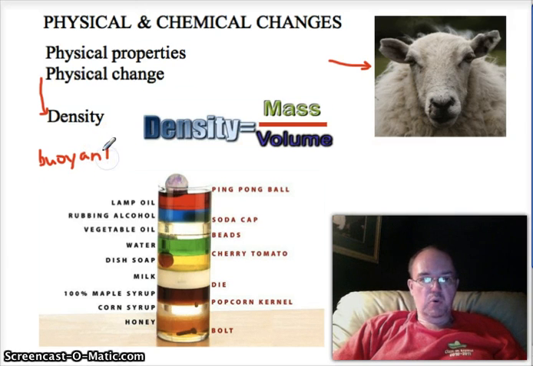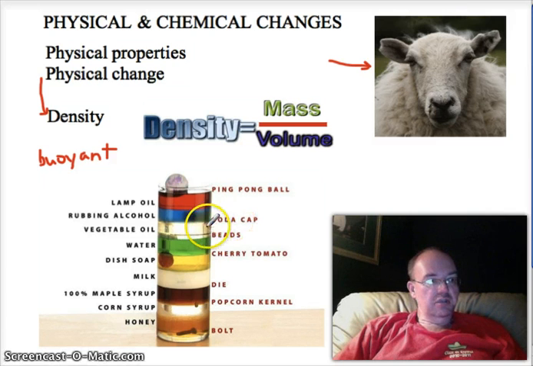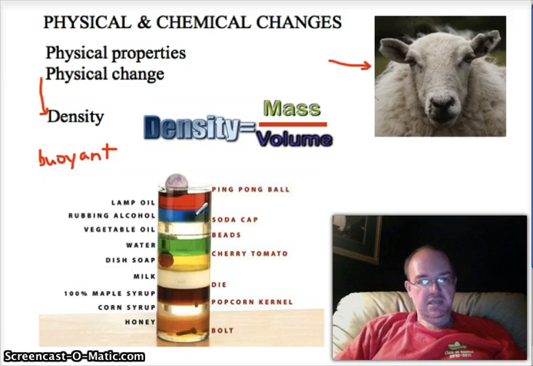Buoyancy, or how buoyant something is. Something that is more buoyant would float, and something that is less buoyant would not. So here, a less dense substance like a ping pong ball is less dense than lamp oil, which is less dense than rubbing alcohol. I'm sure they put dye in these types of things so that it'd be easier to tell. Which is less dense than vegetable oil, which is less dense than water, which is less dense than dish soap.